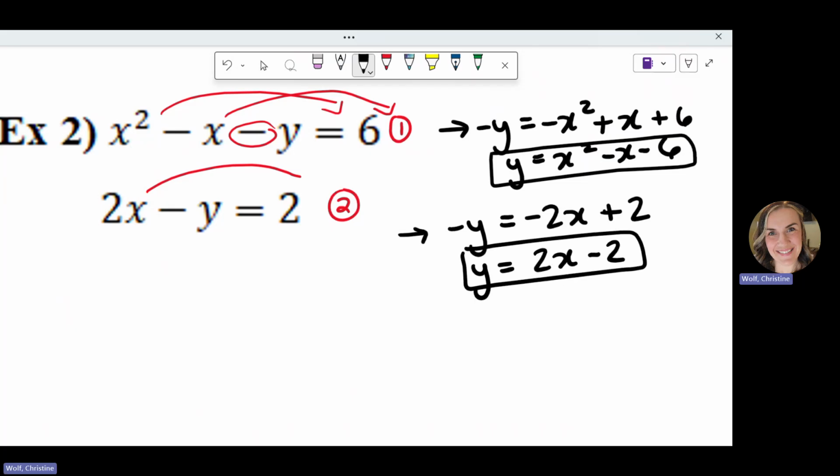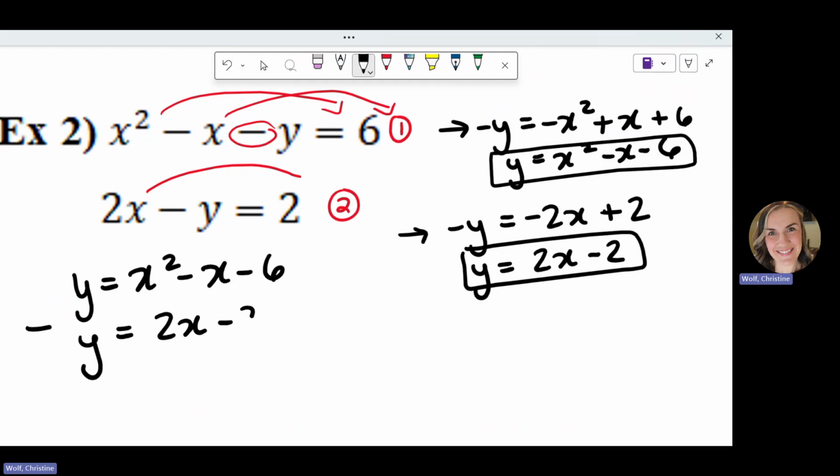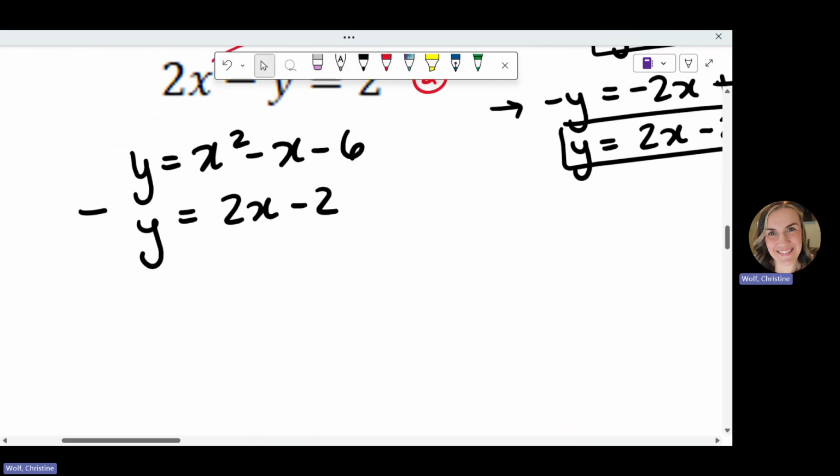And there's your new equation number 2. Okay, so what I'm going to do is I'm going to go over here. I'm going to restack them. So I'm going to take these nice cleaned up equations, restack them, and subtract them.